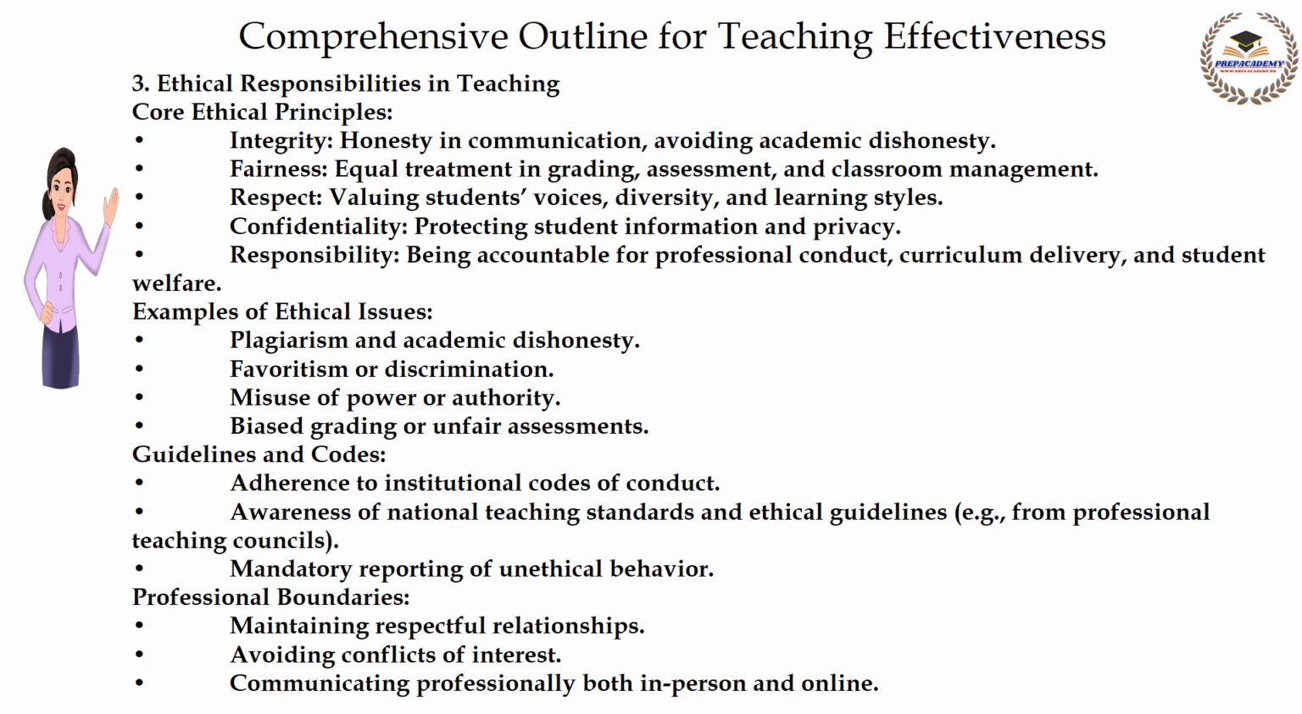Examples of ethical issues: plagiarism and academic dishonesty, favoritism or discrimination, misuse of power or authority, biased grading or unfair assessments. Guidelines and codes: adherence to institutional codes of conduct. Awareness of national teaching standards and ethical guidelines, e.g., from professional teaching councils. Mandatory reporting of unethical behavior. Professional boundaries: maintaining respectful relationships, avoiding conflicts of interest, communicating professionally both in person and online.